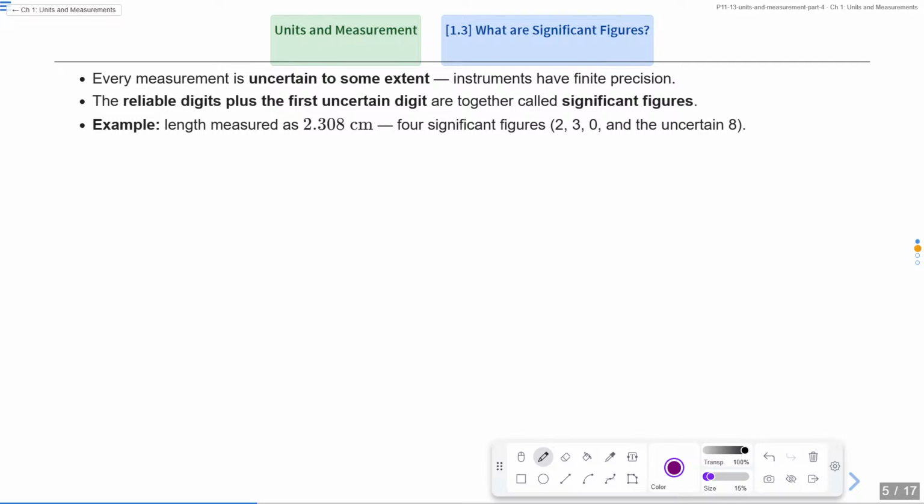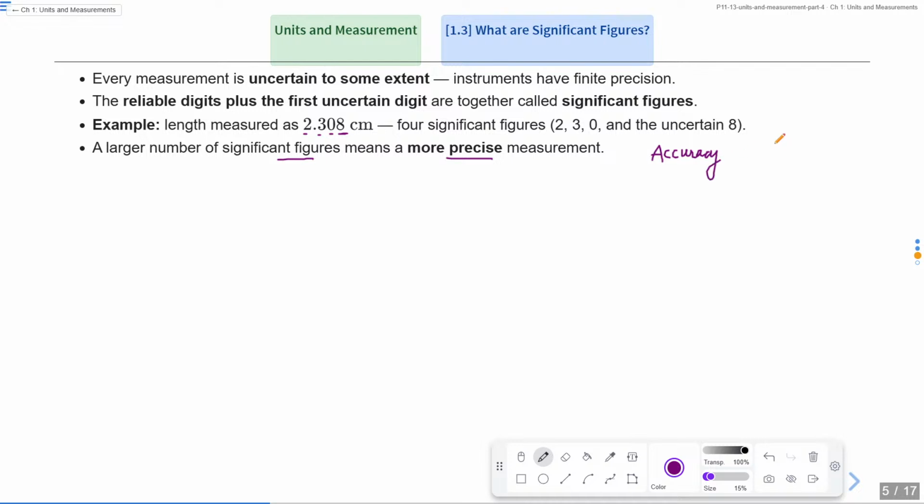Example, length measured as 2.308 has four significant figures. So 2, 3 and 0 are certain, and that 8 is uncertain, we can say unreliable. And a large number of significant figures in any measurement represents the precision. So there are two terms, one is accuracy, another is precision. So what is accuracy and what is precision?